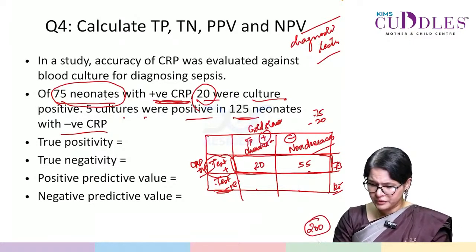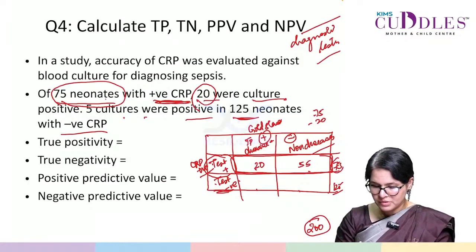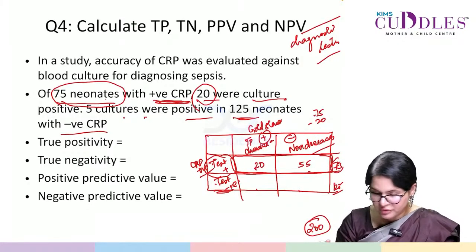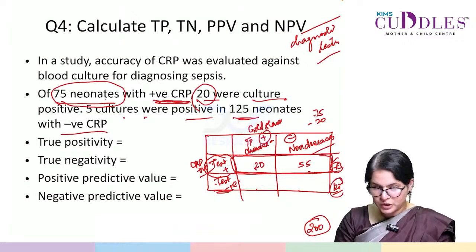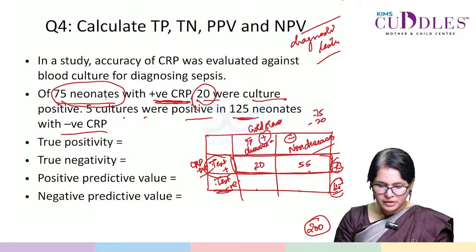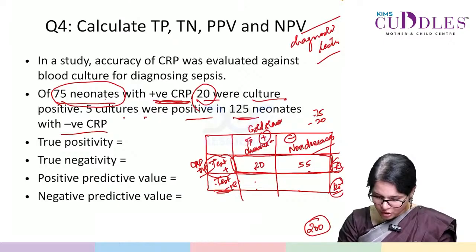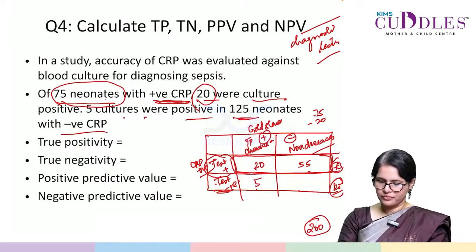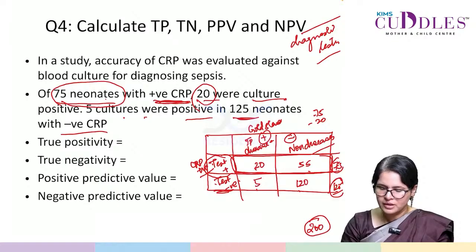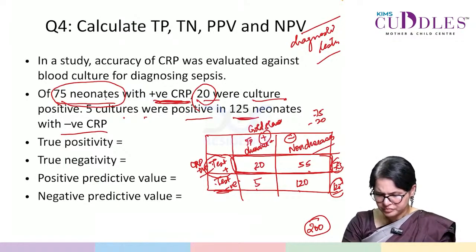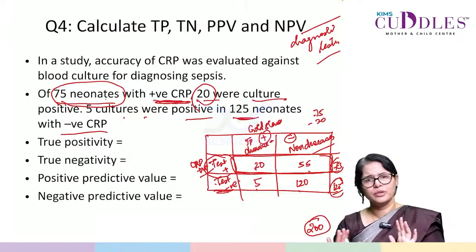CRP was negative in 125, CRP was positive in 75. Among those 75 positive CRPs, 20 were actually culture positive, 55 were actually culture negative. Among 125 CRP negative individuals, 5 were culture positive. So this cell is 5. So 125 minus 5, 120 were culture negative and CRP negative. So you have constructed the 2 by 2 table.